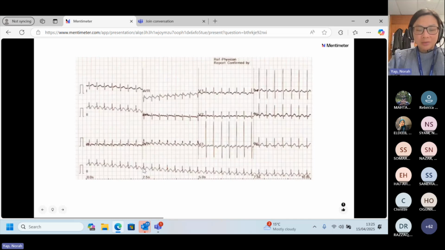We don't say block, because the AV node is not blocked. It's just that the atrial rate is going at 300 beats per minute, and not every single P wave is able to get down to the ventricle, which is a good thing. So this is atrial flutter with 2-to-1 AV conduction. In babies, it's always a bit more difficult to see the flutter wave compared to older children, where you can see the flutter wave more obviously.